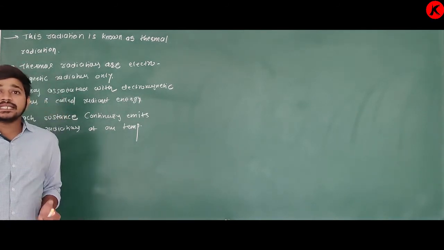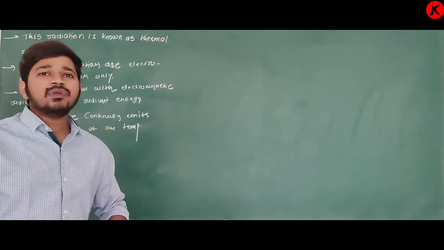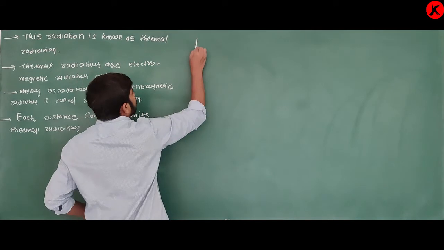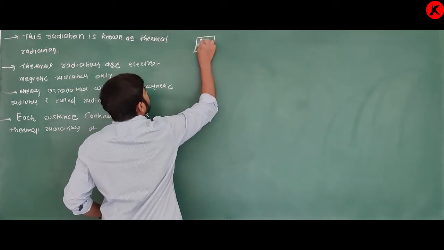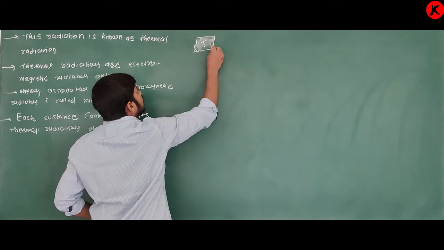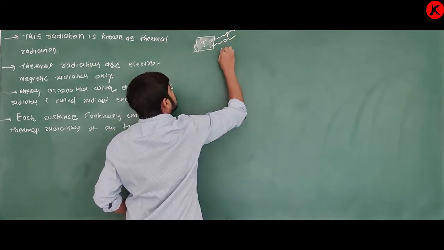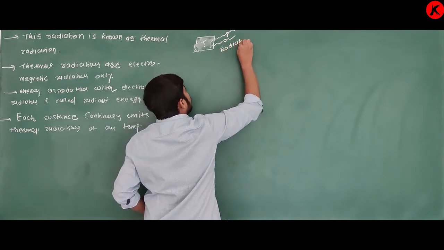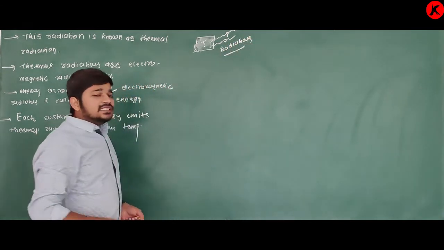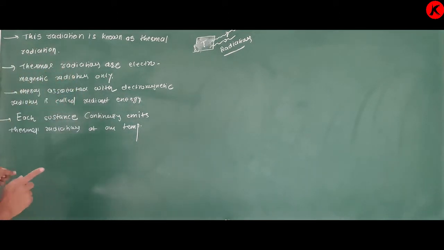Okay, so now we will see what happens when an object is heated. Every substance, in accordance with its temperature, emits radiation. Suppose you are given one object, and this substance is heated up to temperature T. According to its temperature, it emits some radiations, and such radiations are called thermal radiations. This radiation is known as thermal radiation.